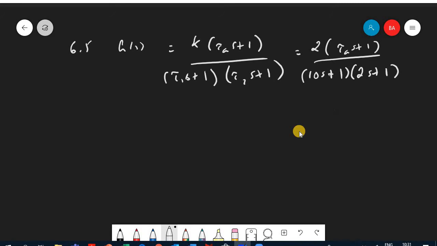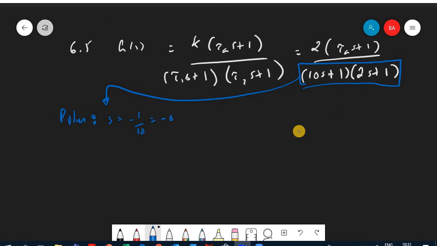So in this case, let me write the poles, because the poles are going to be fixed for the whole problem, right? So what are the poles? The poles are the roots of the denominator, right? So s is equal to -1 over 10, which is -0.1. Okay, and I have my other pole, s is equal to -1 over 2, which is -0.5. So I have two values here, -0.1 and -0.5.